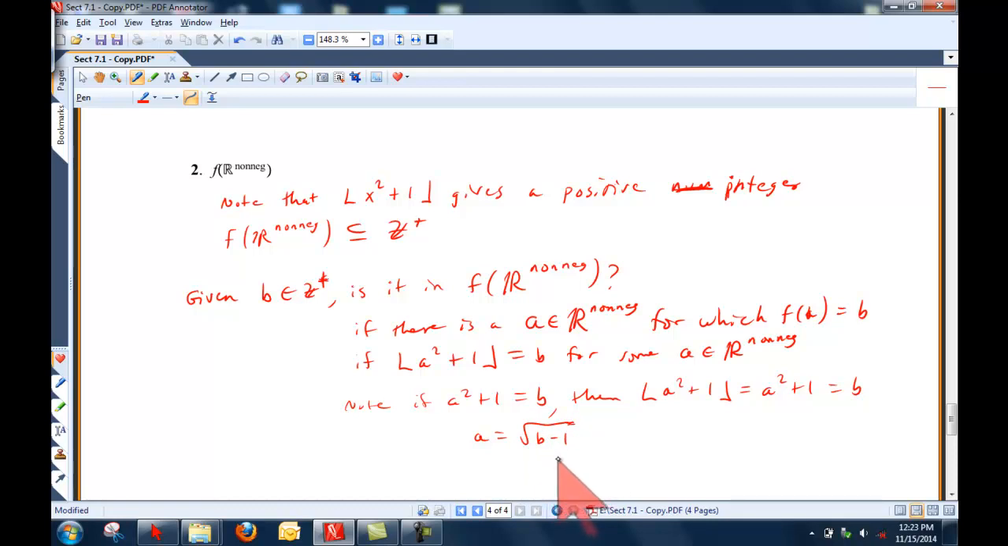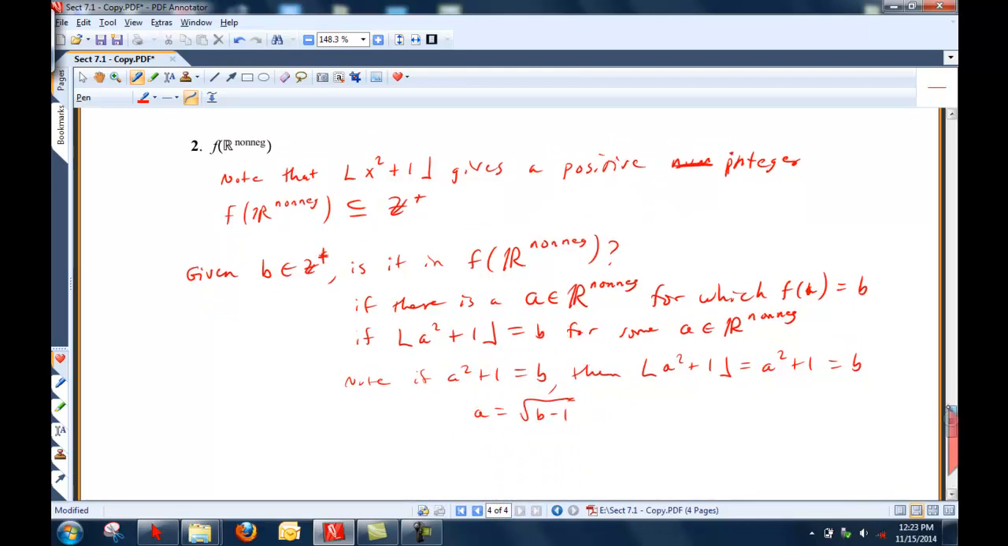Can I always take the square root? Yes, because b is a positive integer, so b is always greater than or equal to 1. You say a is not an integer. Well, it doesn't have to be. A can be a non-negative real number. But you give me any integer like 18, and I can compute a non-negative real number a, which satisfies this equation. So what we have just shown here is that z plus, not z star, but z plus, is contained in the range.